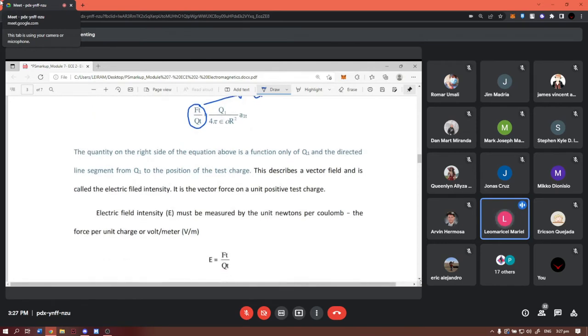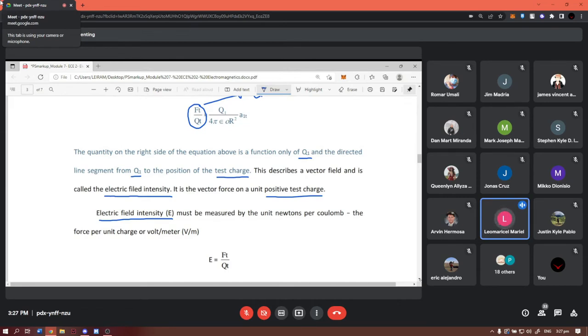So, the quantity on the right of the equation is a function of Q1 and that directed line segment from Q1 to QT. Okay, yung test charge natin. This describes a vector field known to be the EFI or the electric field intensity. It is a vector force per unit test charge. Kaya pagka kinuha natin yon, may definition. The EFI or the E must be measured in Newton per coulombs.